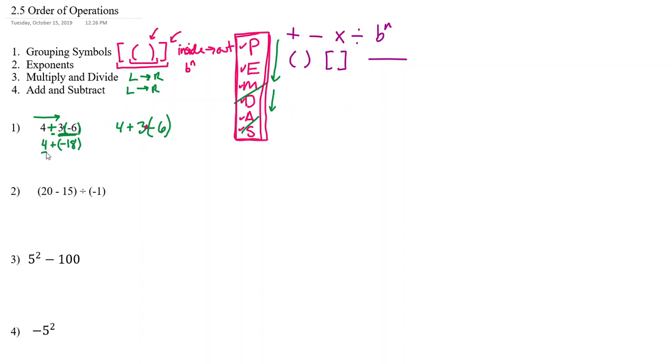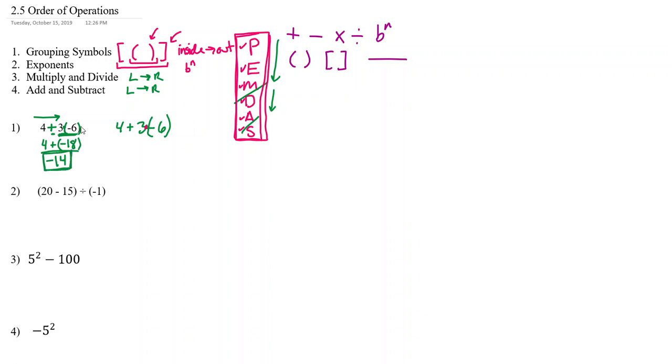Okay, now I look, and what's the next operation in line? Well, there's only one left, 4 plus negative 18. And I'll follow the rules for adding integers. If the signs are different, we subtract. So they are. So we're going to write 14. And if we keep the sign of the stronger one, the bigger one, the one that's further away from 0, it's negative. And then that is my final answer.